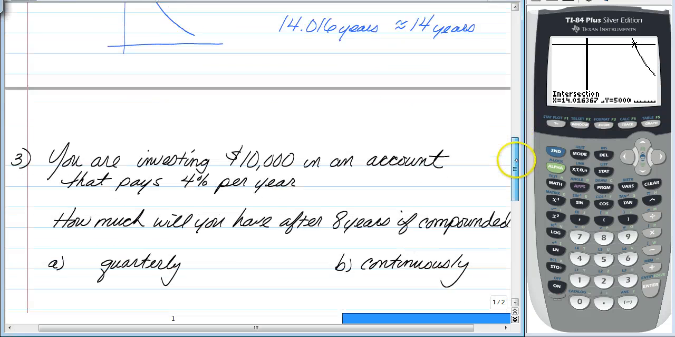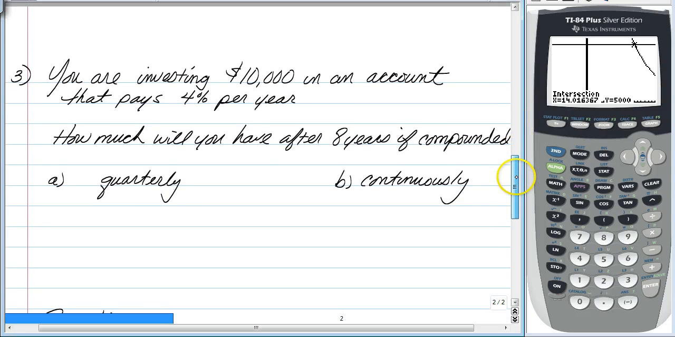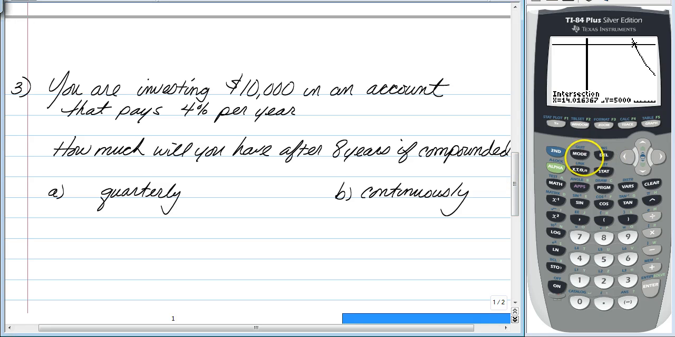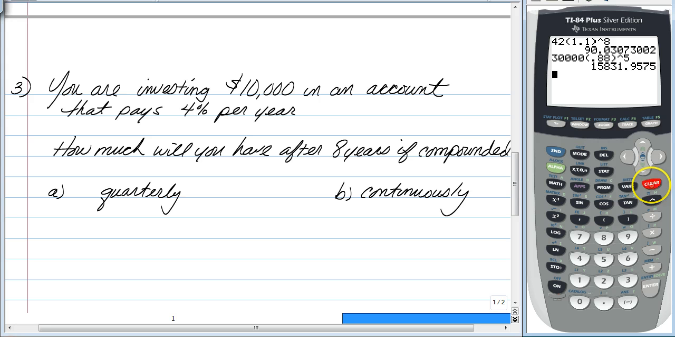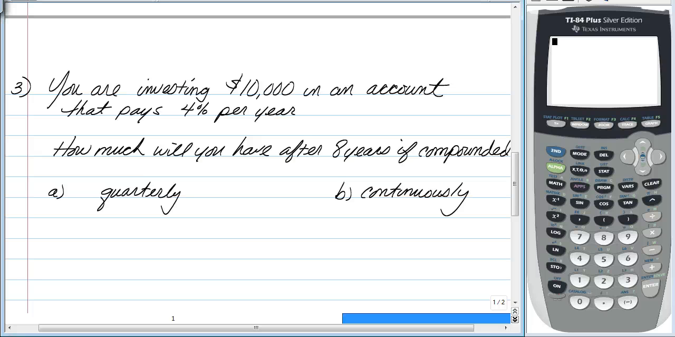Moving on is our money problem. So we're going to start investing money, and then we're going to start gaining interest on it. So we have 2 different formulas to use. One is when it's compounded quarterly or monthly or daily or even just annually. And the other one is continuously. Continuously uses a different formula.